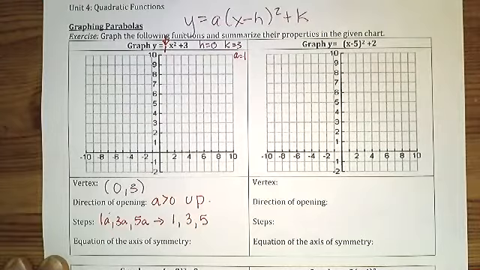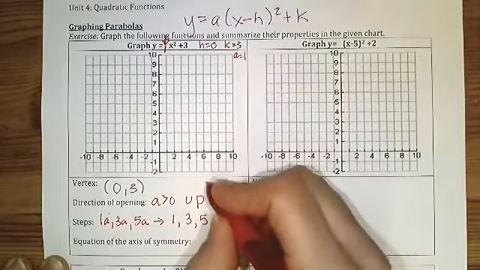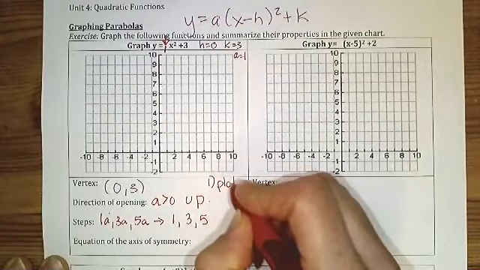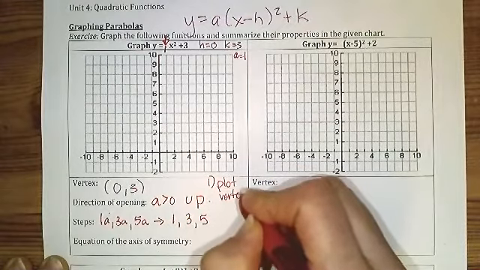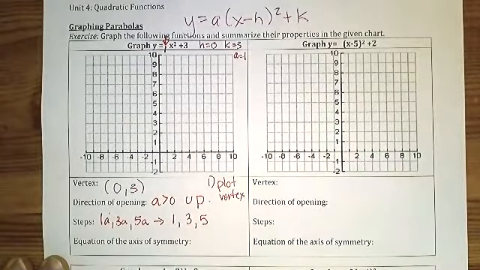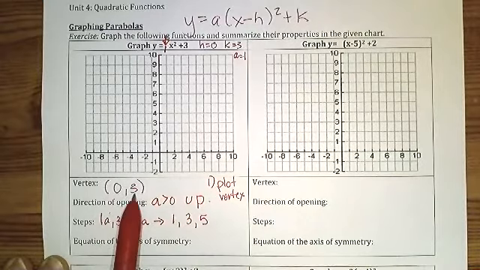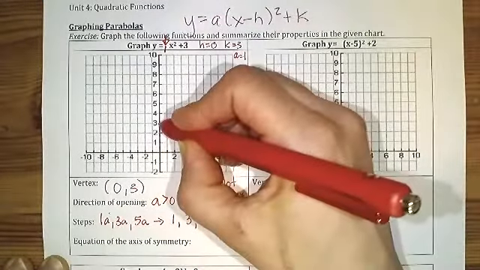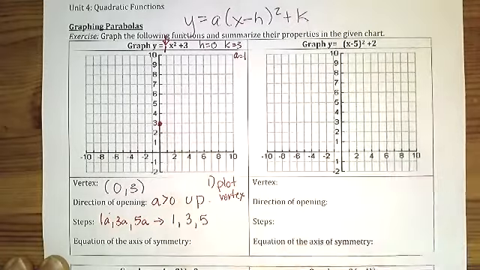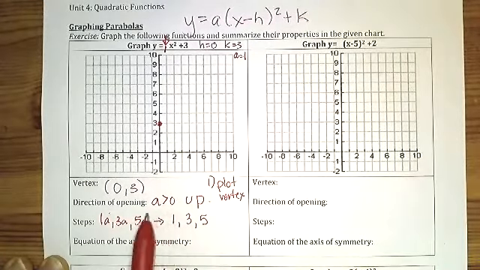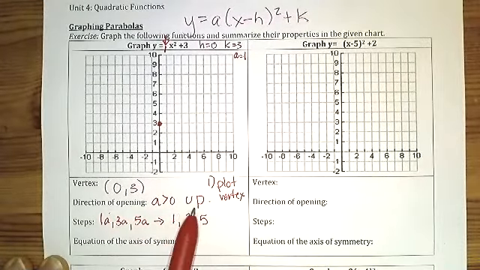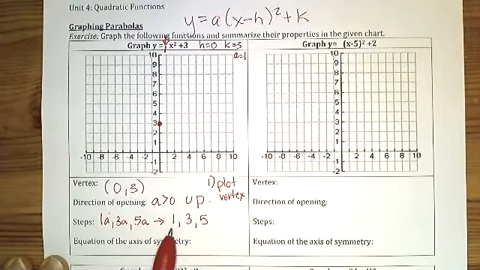So the first step here is to plot the vertex. So we're going to plot the vertex. That should be your first step. So 0 and 3. So I'm going to come here and I'm going to plot at 0, 3. I know the direction of my steps are going to go up. So then I'm going to plot my steps.